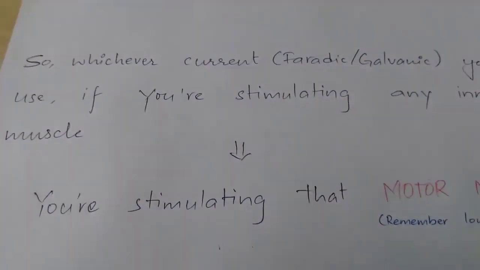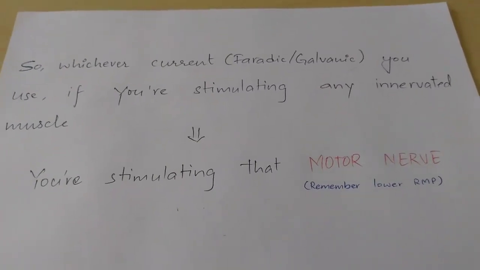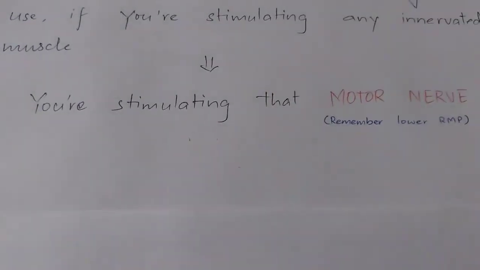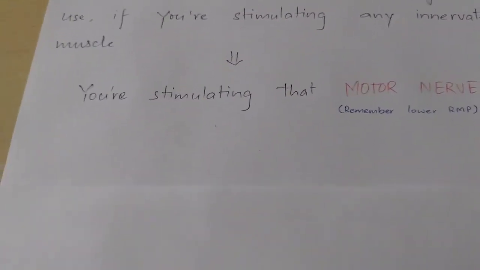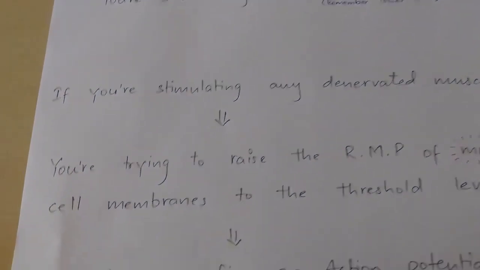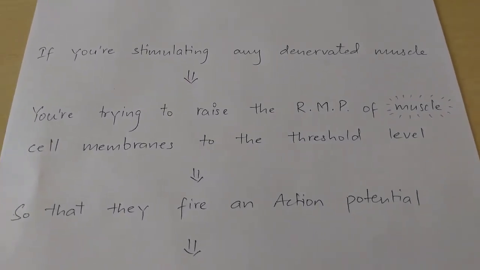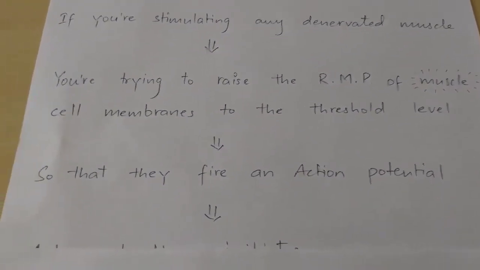So whichever current we are using to stimulate the innervated muscle, you are stimulating the motor nerve. Remember the lower resting membrane potential. Now if you are stimulating any denervated muscle, you are trying to raise the resting membrane potential of muscle cell membranes to the threshold level.